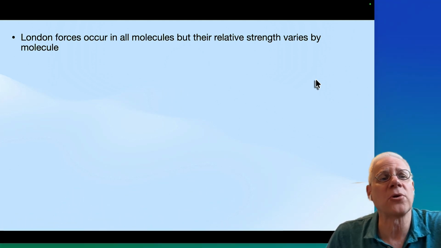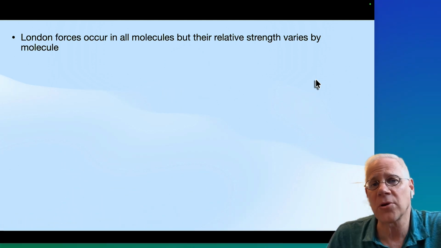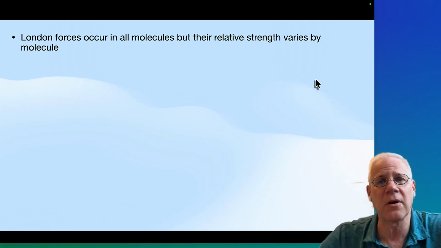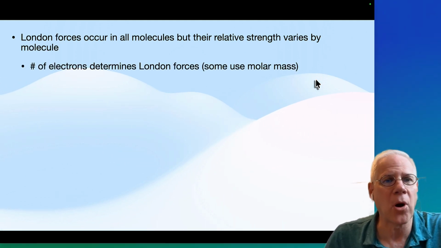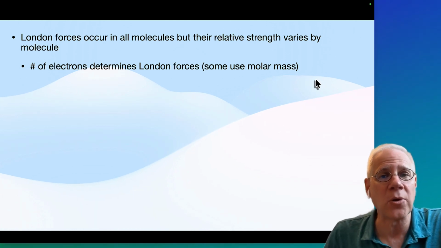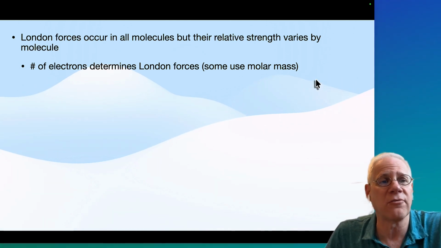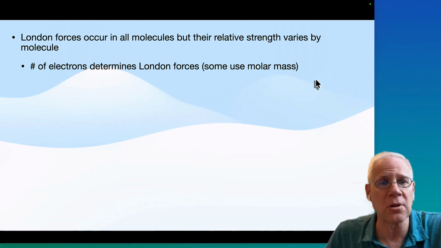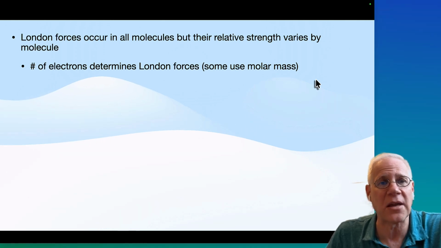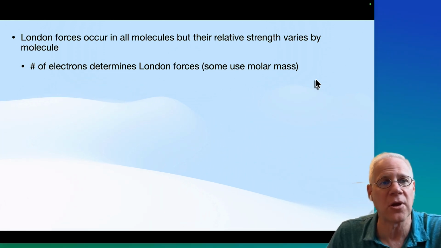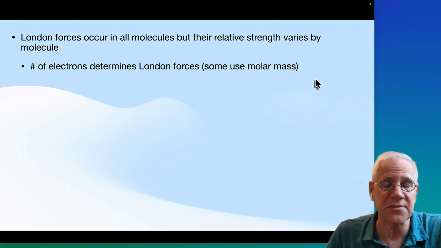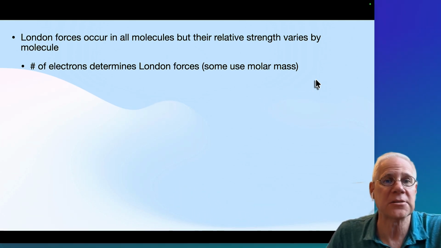So as I said earlier, those London forces occur in all molecules, but their relative strength varies by molecule. So why do they vary by molecule? Well, it turns out that what determines the strength of those London forces is the number of total electrons in that molecule, because that determines the size of that shift from one side of the molecule to the other. So that changes the size of the delta minus and the delta-delta plus.